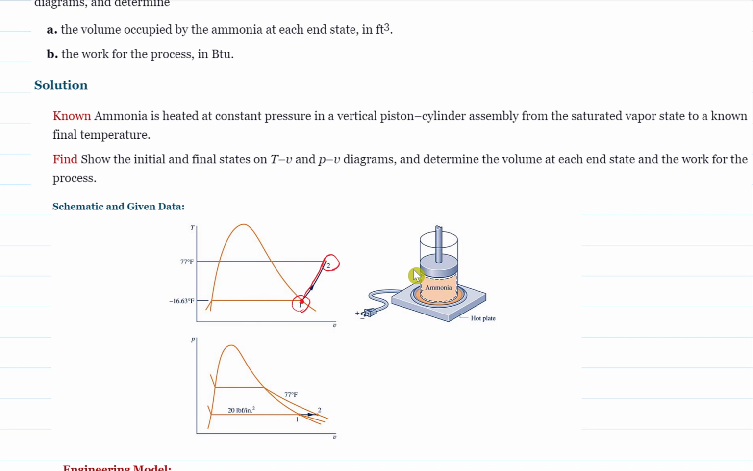Since it's on this side of the curve, we know that the state of the ammonia is superheated vapor. On the P-v diagram, initially it's at state 1, and this is the constant temperature line. During the process, the only thing that doesn't change is the pressure, so it moves horizontally. State 2 is at the horizontal position, and the volume changes from V1 to V2.